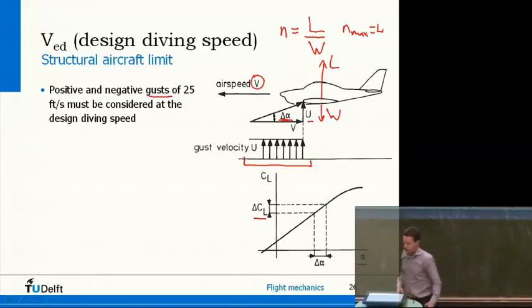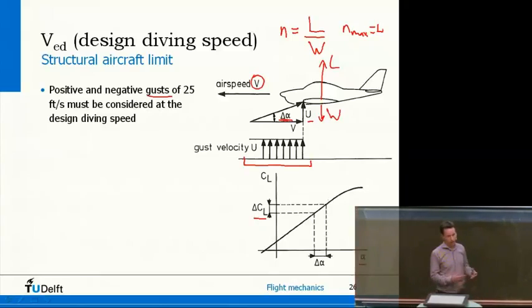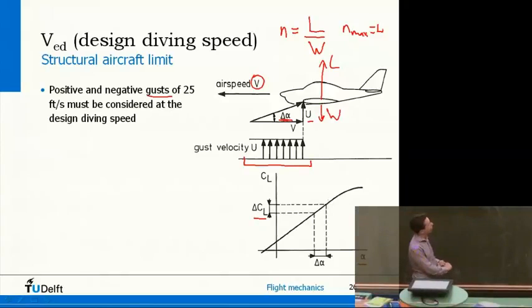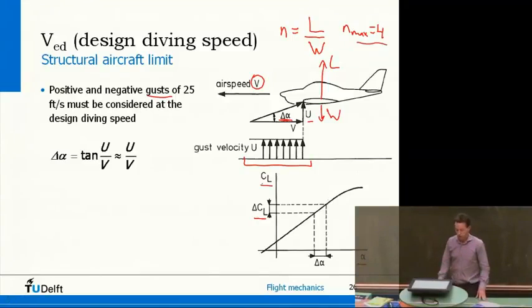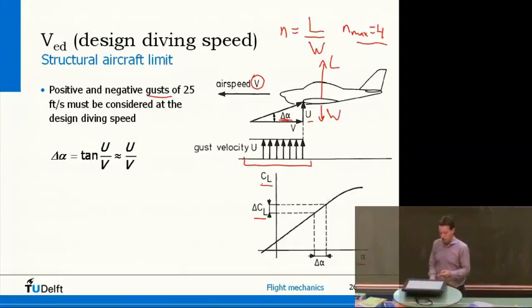Now, of course, due to this gust of wind, you get extra lift, compared to the case in which you were flying at lift equal to weight, so load factor of 1. This will cause a load factor increase. The change in angle of attack is basically the relation of the upward speed, which is specified by the airworthiness regulations, and the airspeed at which the plane was already flying. So the change of angle of attack is basically given as a function of airspeed.